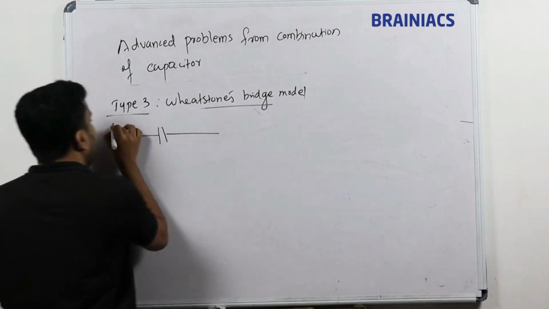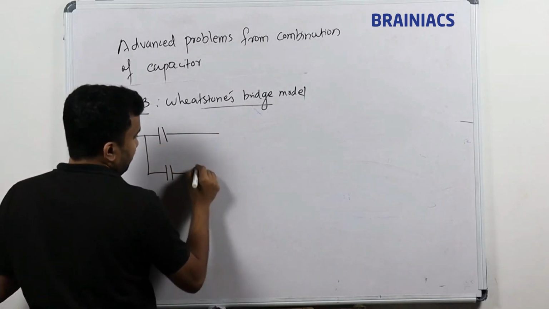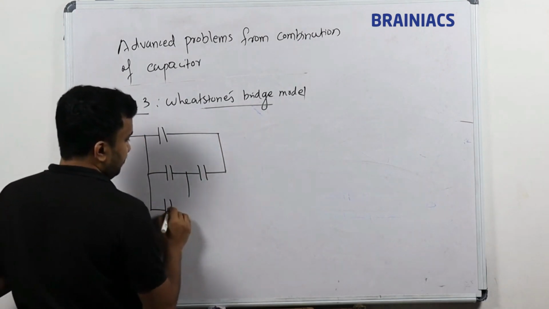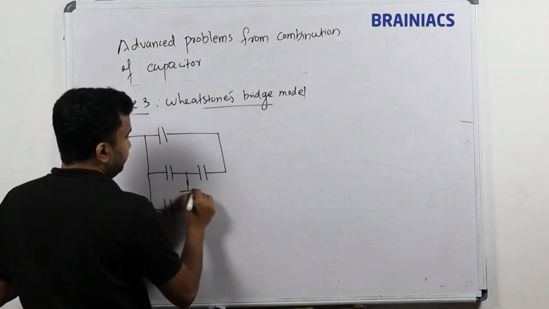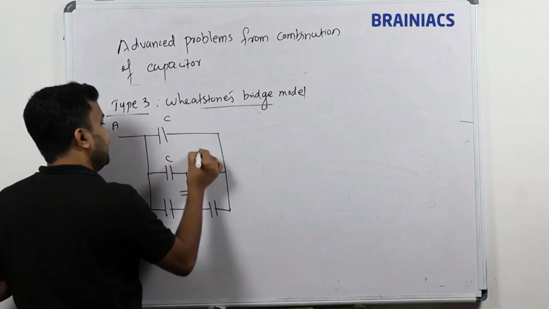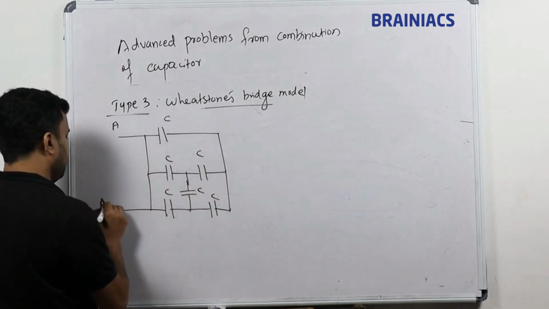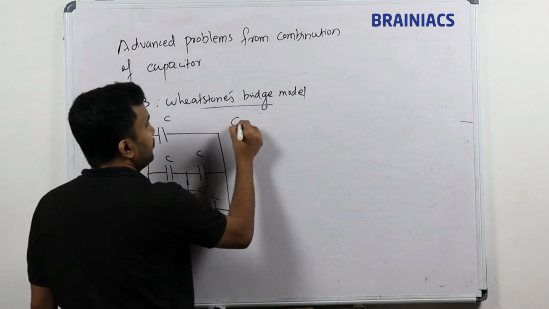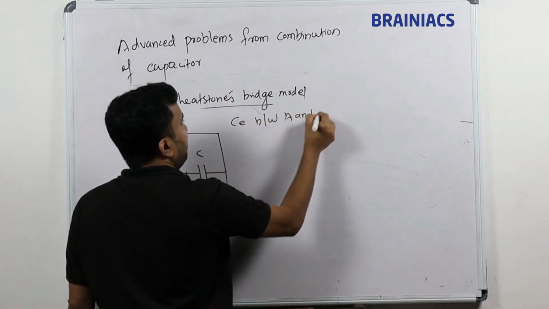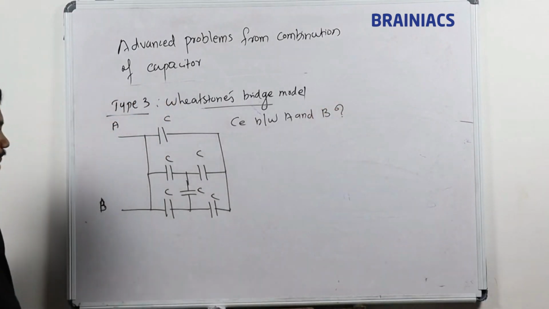Next question, A will be here. There is a network with all capacitors C, C, C, C, C, C, C between A and B. So we need to find the equivalent capacitance between A and B. Between A and B, what is the equivalent capacitance?